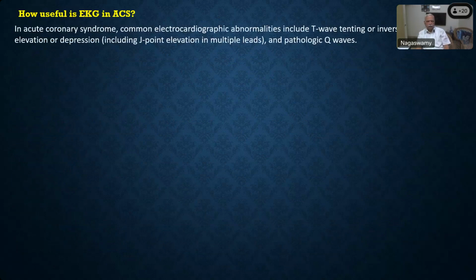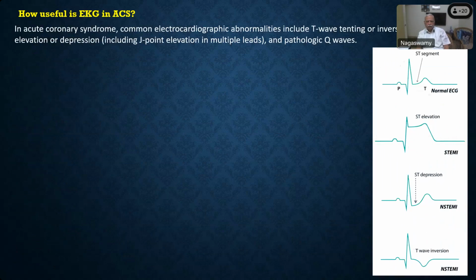How useful is EKG in ACS? The answer is common electrocardiographic abnormalities include T-wave peaking or inversion, ST segment elevation or depression, including J point elevation in multiple leads, and pathologic Q waves. So these changes you have to remember: T-wave peaking or inversion, ST segment elevation or depression, and pathological Q waves.